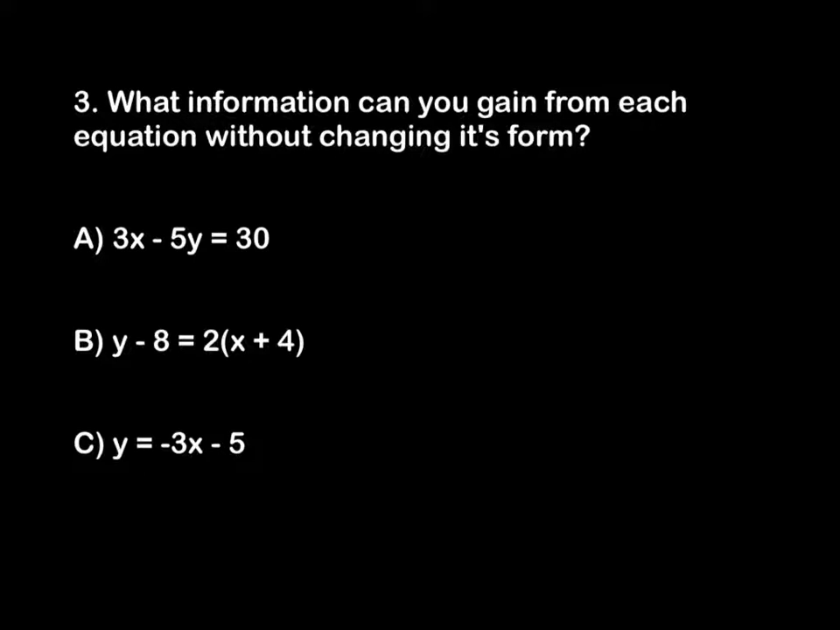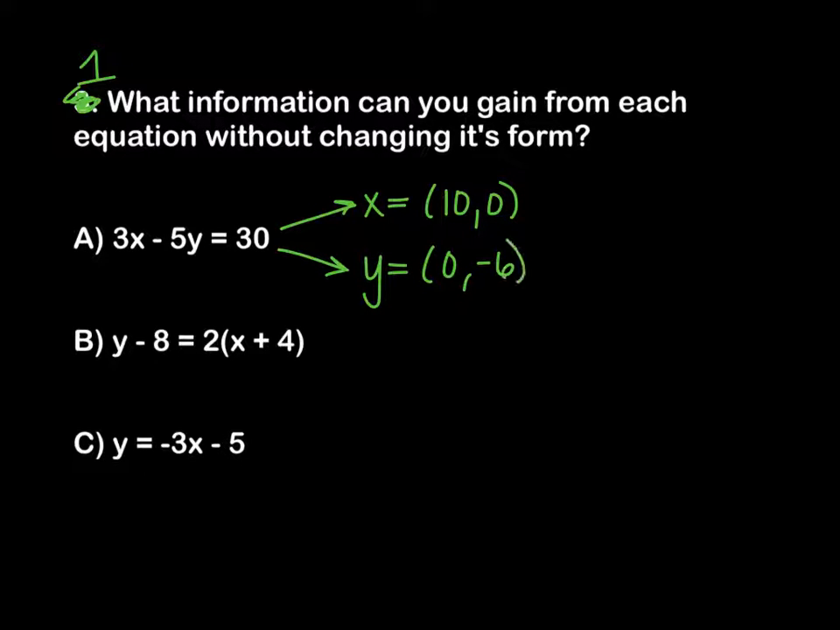All right, I lied. I'm actually going to give us an example of each, and these are now misnumbered, so let's make this example one. Okay, so what information can we gain from each without changing its form? So this equation A is in standard form, which means I should be able to see the intercepts. And take a second to pause the video, see if you can figure out the intercepts. And I'm getting that the x-intercept is 10, so I'm going to write that as (10, 0), right? We can cover up the y. Or if I cover up the x, that gives me that the y-intercept is going to be -6. So that's (0, -6).